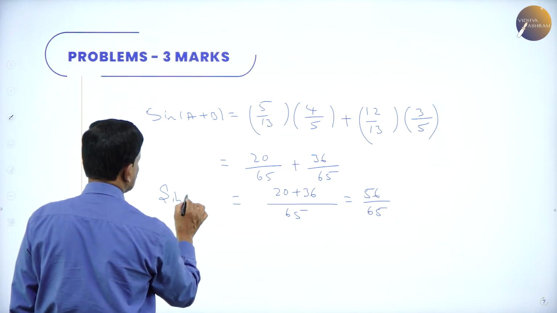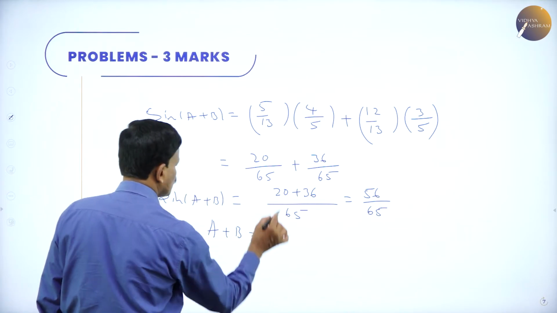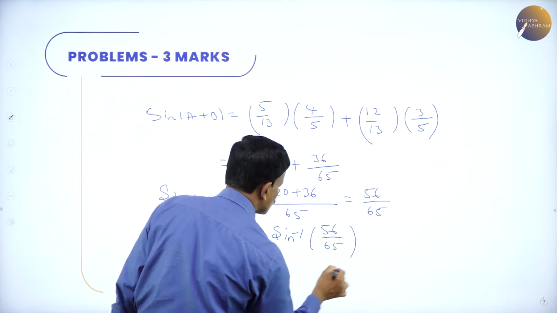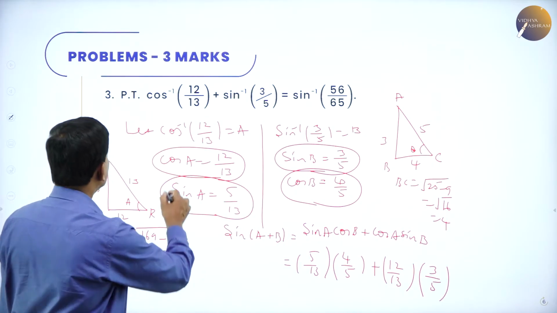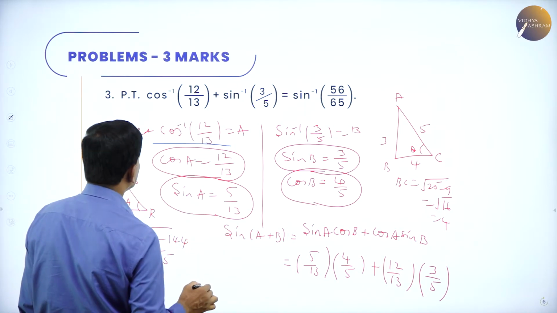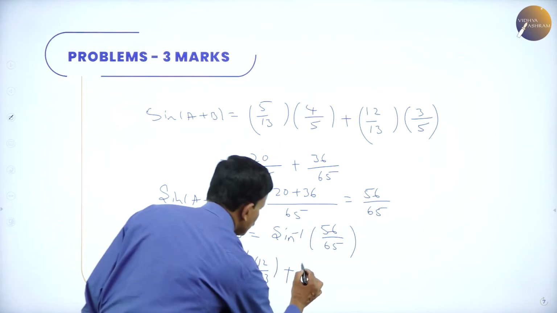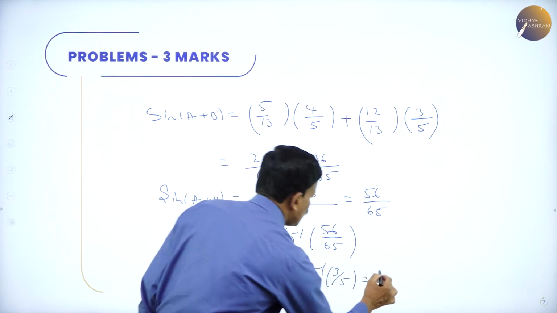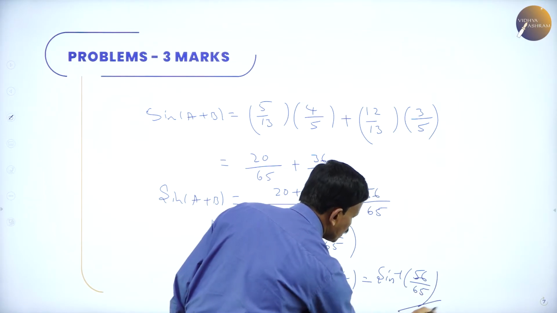What is this? This is sin A plus B. Now, A plus B is equal to sin inverse of 56 divided by 65. Now, substitute the value of A and B. What is A and B from the previous page? A is equal to cos inverse 12 by 13, and B is equal to sin inverse 3 by 5, is equal to sin inverse of 56 divided by 65. This is the required answer.